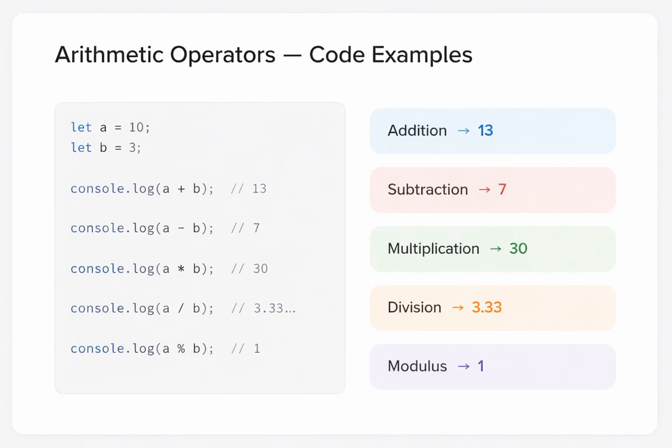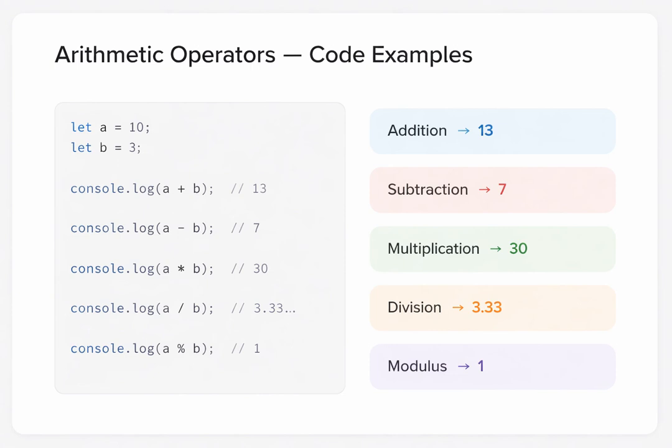If we have a equal to 10 and b equal to 3, then a plus b gives us 13, a minus b gives us 7, a times b gives us 30, and a divided by b gives us approximately 3.33. Now, the interesting one is the modulus. A % b gives us 1. You can verify all of these yourself by using console.log to print the results. The key takeaway here is that these are your standard math operations, and they work exactly the way you'd expect from basic mathematics.